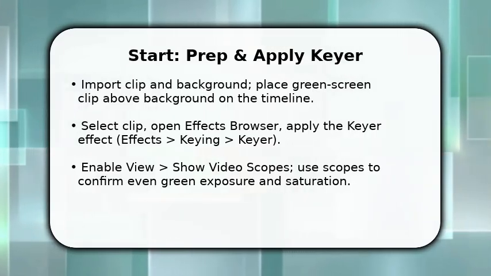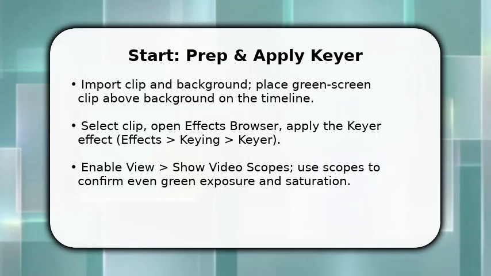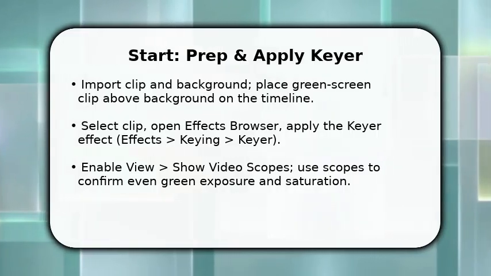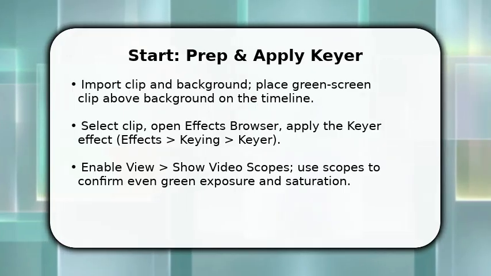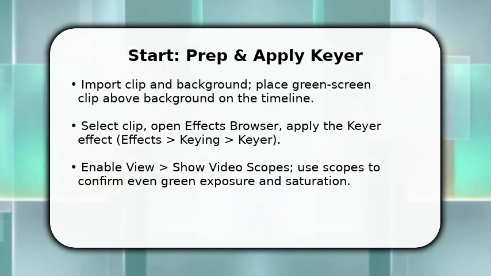Make sure you enable video scopes so you can objectively check exposure and green saturation. This helps the keyer pick the right chroma range. If your green is uneven, pause and adjust gain or color first to avoid compounding problems later.